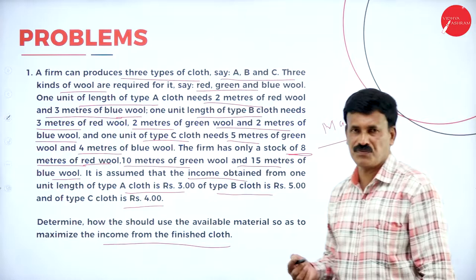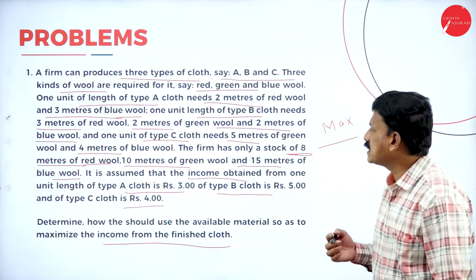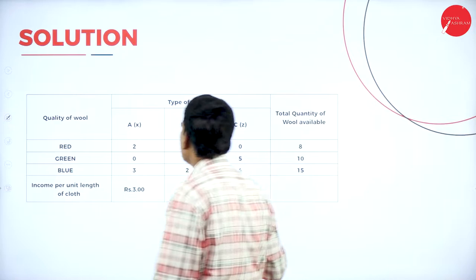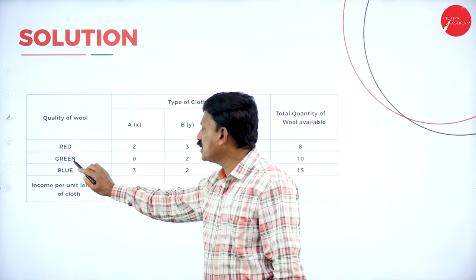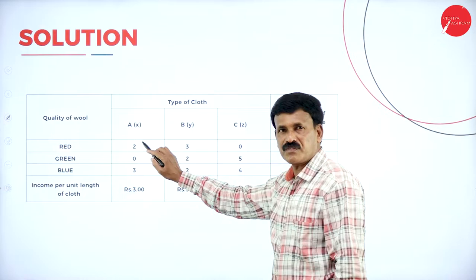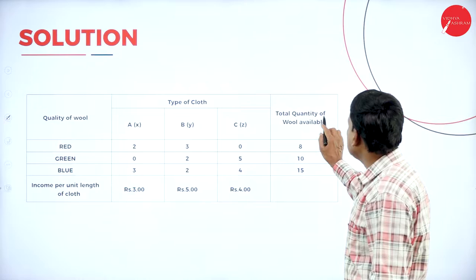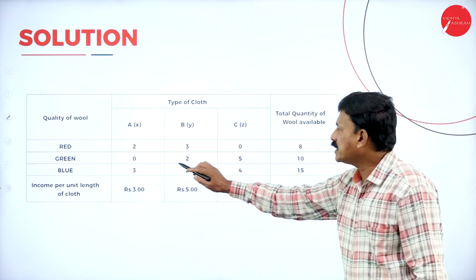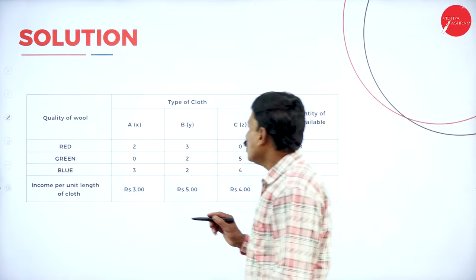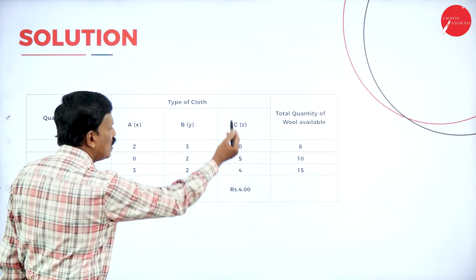Now let us define the decision variables as x, y, and z. Now let us put this in the form of a table. Let us construct a table for this. The table has the quality of wool: red, green, and blue. And the types of cloths: there are 3 types of cloths, that is A, B, and C. Now the total quantity of wool available: red is 8, green is 10, and blue is 15. This is the availability. Now what is the income per unit length? For A it is rupees 3, for B it is rupees 5, and for C it is rupees 4.